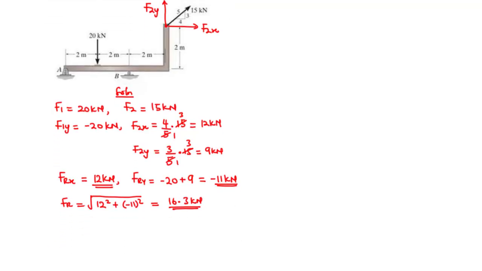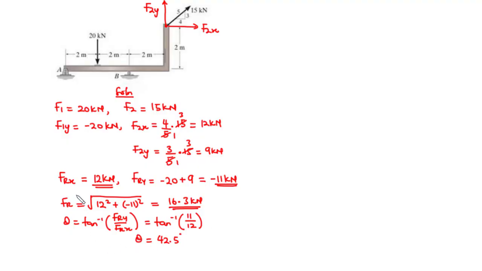Now let's find the angle theta. So the angle theta is given by tan inverse of Fry over Frx, neglecting all negatives. So that is equal to tan inverse of Fry is given as negative 11. So we neglect negative, and then we have 11 divided by Frx, that is 12. So tan inverse of 11 over 12 is equal to 42.5 degrees. So this is the value of theta.